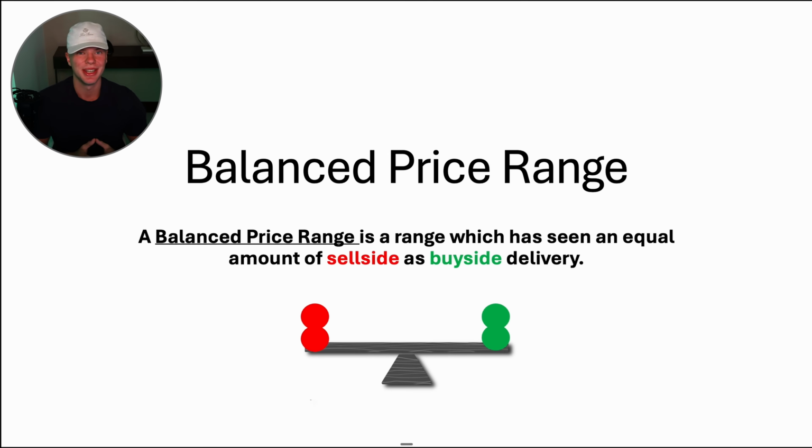When it comes to balanced price ranges and you understand that there has to be an equal amount of both sell side as buy side delivery within any given range, you begin to understand, hey, before price is allowed to expand away from a specific range, there has to be balance, meaning there has to be 2 times sell side delivery, as you can see right here on the left, and 2 times buy side delivery, as you can see right here on the right. Once it is the case, the seesaw is in balance, and that shows to you that price is now allowed to expand away from that given range.